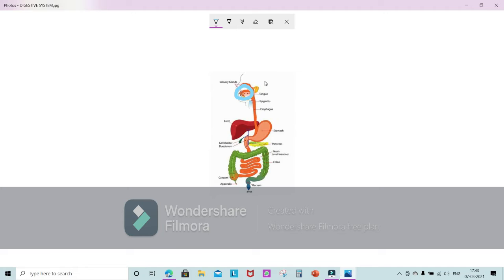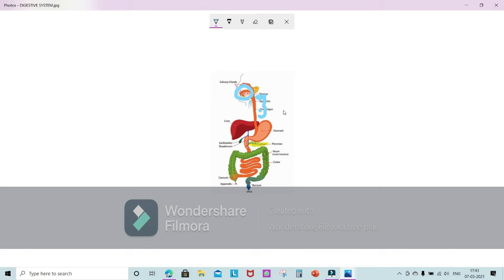Right? So that will happen, and you can write the functions of them. Salivary amylase helps in the breakdown of starch or the carbohydrates. Now the food moves down through the esophagus. So it's right here. You'll have the esophagus. There are two different spellings. You can mention either of them.